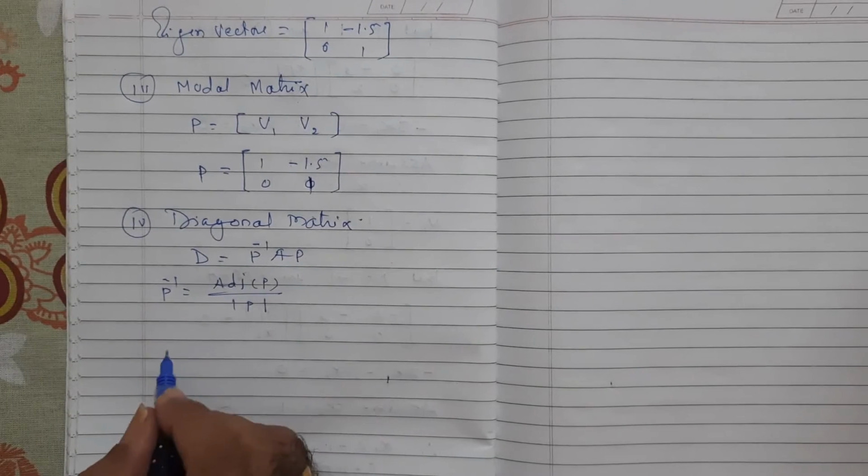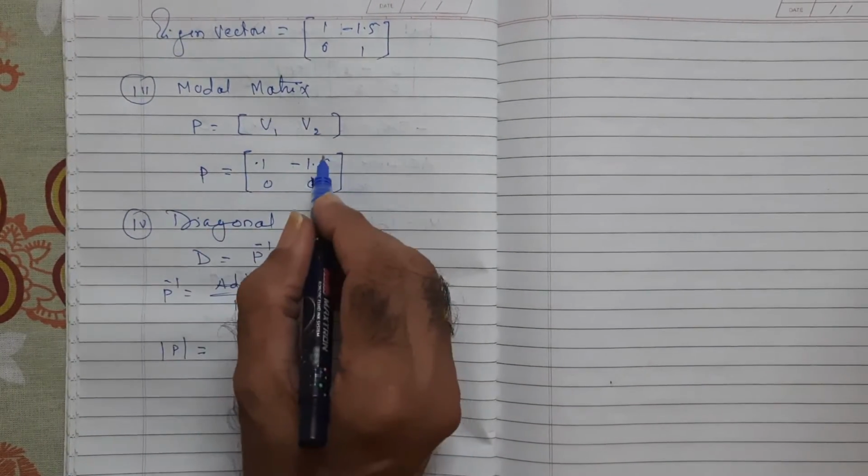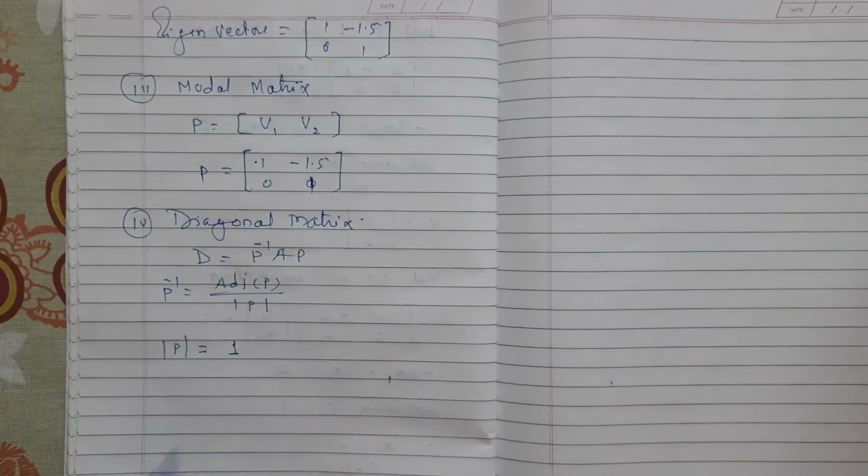Now we will find out the determinant of the P. Determinant of the P is 1 into 1, that is 1, and minus 0. So it is equal to 1.